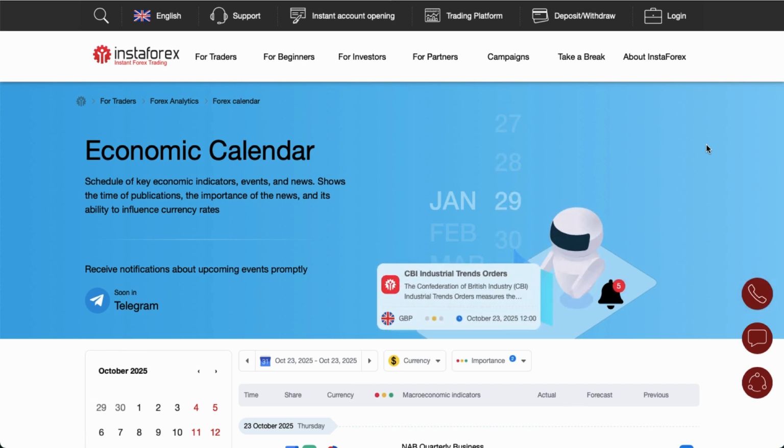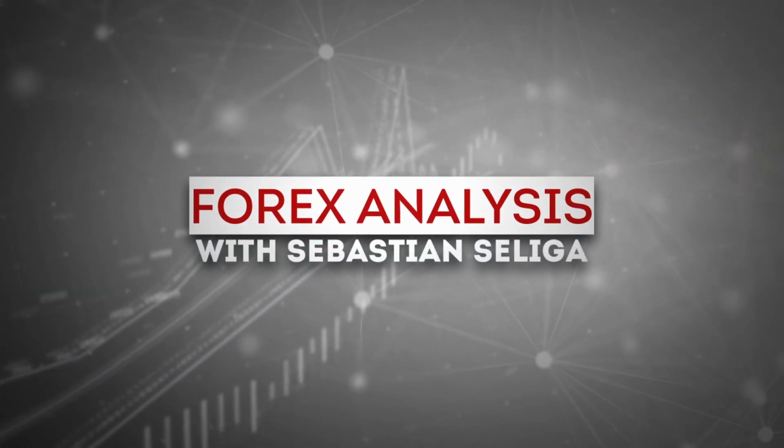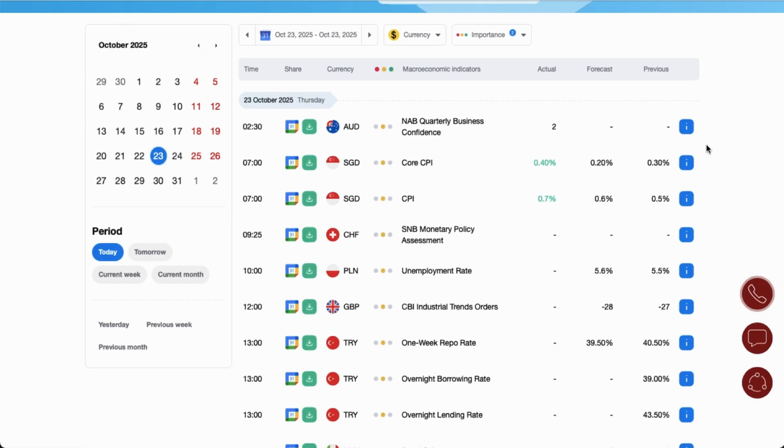Today is Thursday, October 23rd, 2025. Let's take a look at the economic calendar for today. So what do we have here? Overnight data, almost nothing really important here.